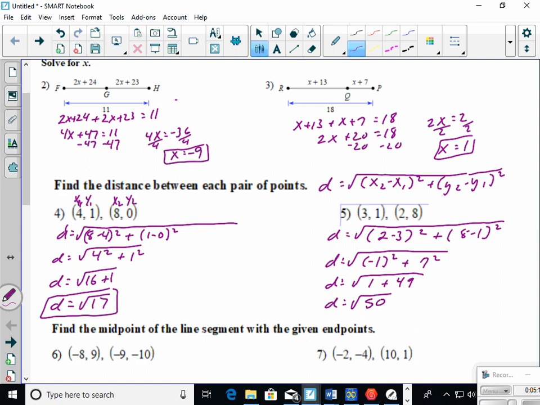Which we could simplify, because the square root of 50 is the same thing as the square root of 25 times 2. And 25 has a square root, which is 5. And the 2 does not have a square root, so it's going to stay underneath the radical. So 5 square root of 2.